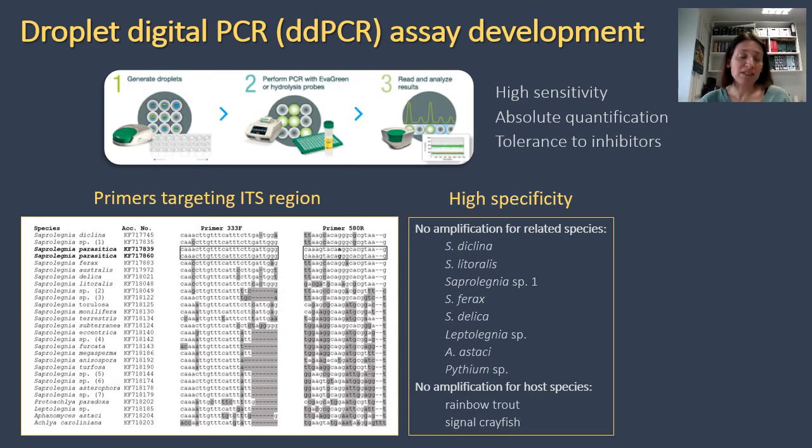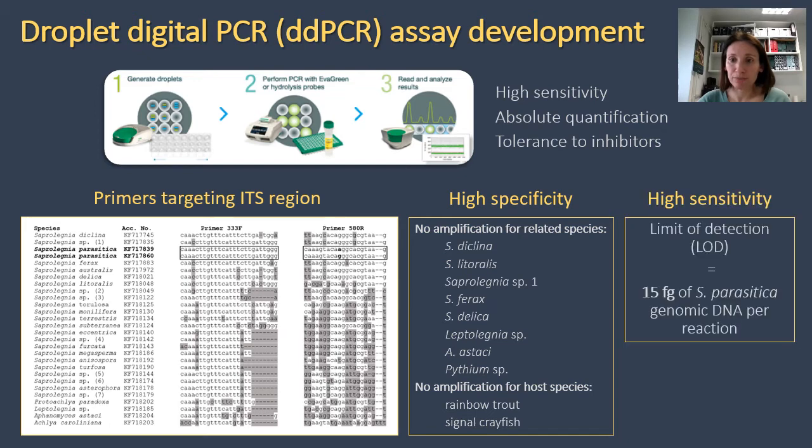So we developed primers that specifically target ITS region of Saprolegnia parasitica, while no amplification was obtained for related species or host species. And at the same time, the assay we have developed had very high sensitivity, meaning that we could detect as low as 15 femtograms of Saprolegnia parasitica genomic DNA per reaction.